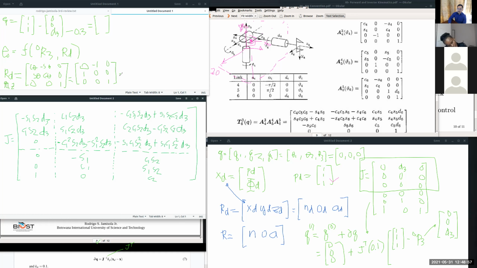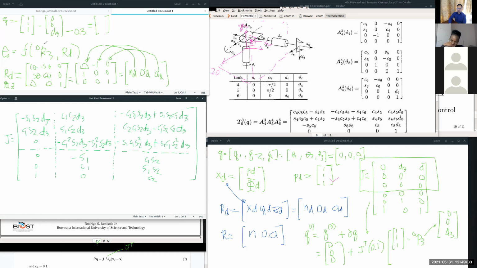So now we say that the first column is your N desired. The next column is your O desired. And the third column is your A desired. So these vectors: this vector is that vector, the next vector is that vector, and the next one is this. Then what about your actual rotation?